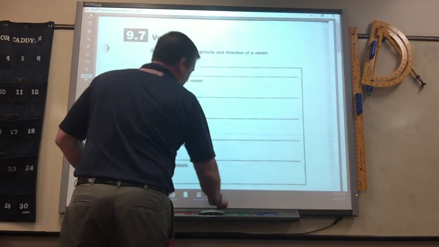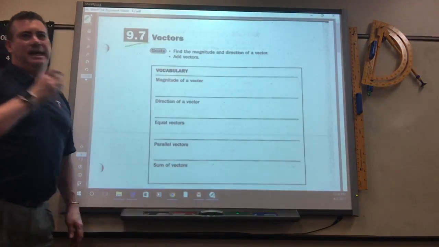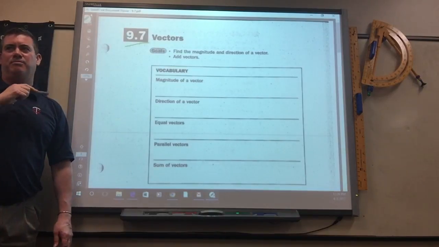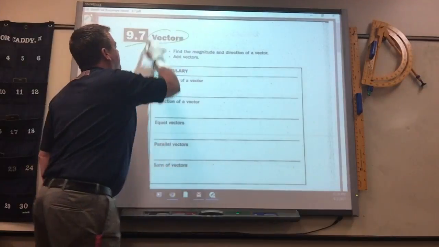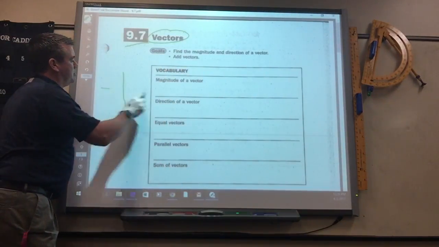Okay, this is the last section, and it is still using the trig ratios, trig functions, but it deals with vectors. We did vectors before.